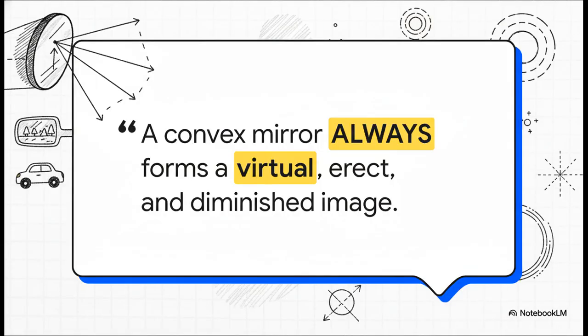Now, compared to all those rules for concave mirrors, the convex mirror is just beautifully simple. It has one rule, and it never ever breaks it. It always and only forms an image that is virtual, erect, meaning upright, and diminished, meaning smaller. That's it. And that's exactly why they're used as rearview mirrors in cars. They give you a nice, upright, smaller image that lets you see a much wider area behind you.